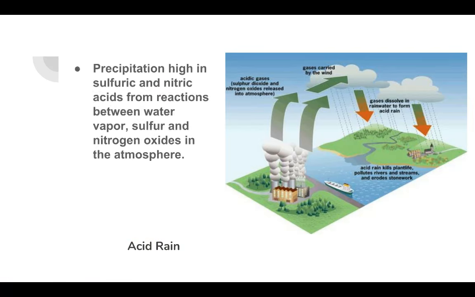Human-induced, though, we have acid rain. We have acidic gases like sulfur dioxide and nitrogen oxides that are being released from the combustion of fossil fuels. They end up in the atmosphere and get incorporated into clouds as condensation nuclei, and then the gases dissolve in that rainwater as it forms and falls back to Earth.